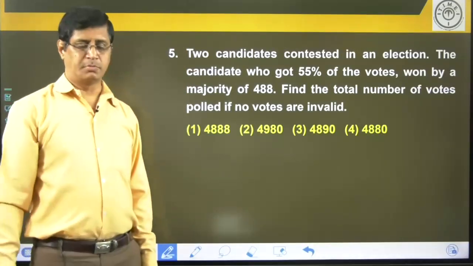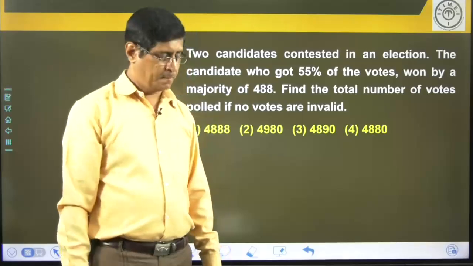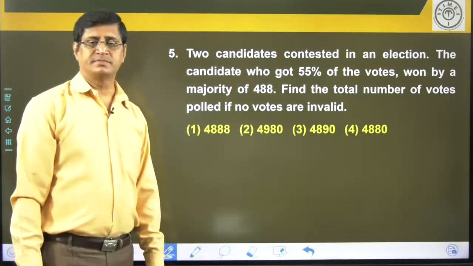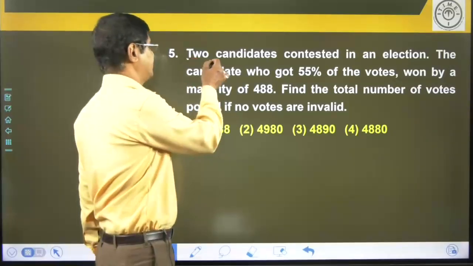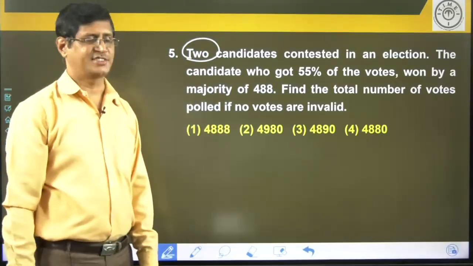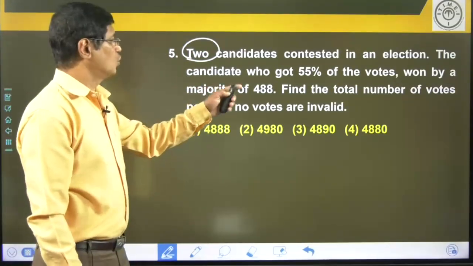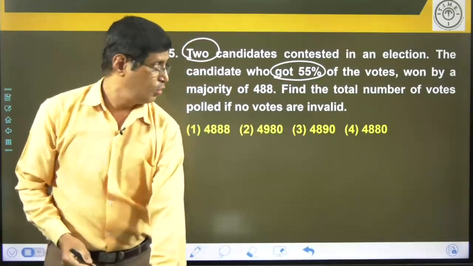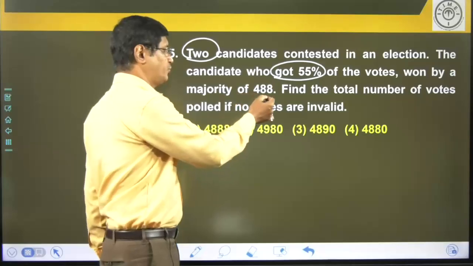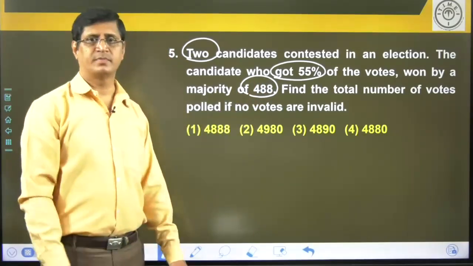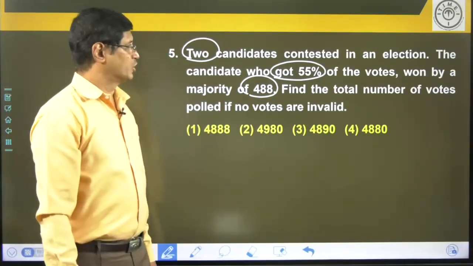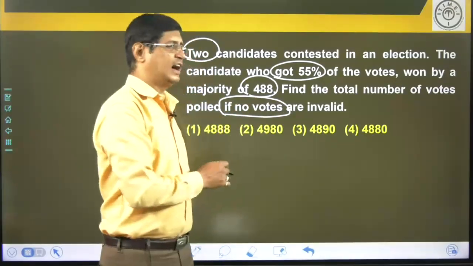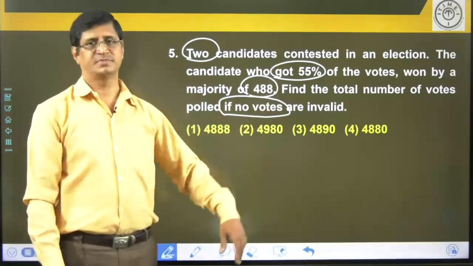Next, question number 5. 2 candidates contested in an election. Only 2 candidates are there in an election. The candidate who got 55% of the votes won by a majority of 488 votes. Find the total number of votes polled if no votes are invalid. This is very, very important.